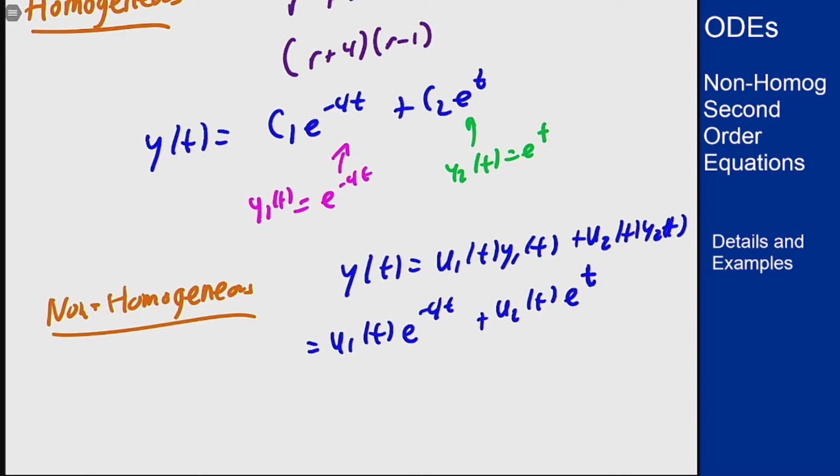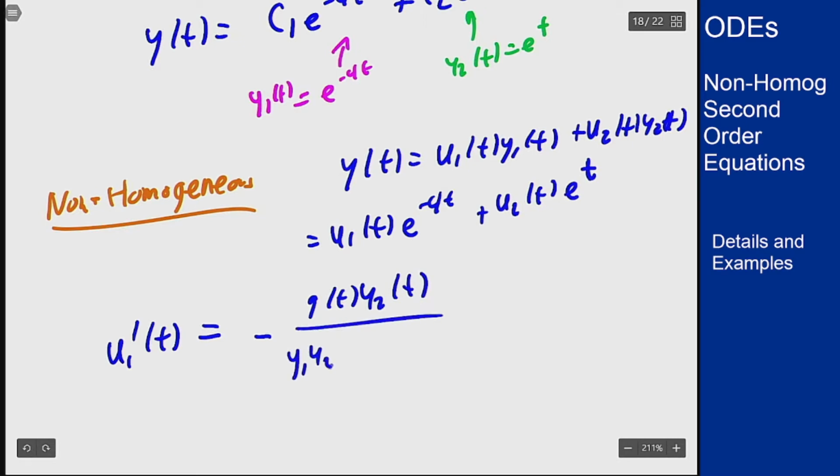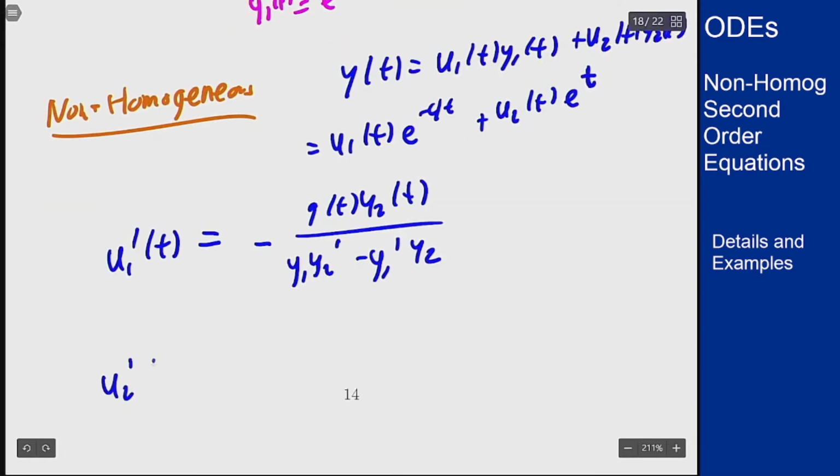We could plug this in and work it out by hand again, but the formula is always the same. It's always going to give us that u1 prime of t is negative g of t times y2 of t over y1 y2 prime minus y1 prime y2, the Wronskian in the bottom, and u2 prime is positive g of t times y1 over the same denominator.